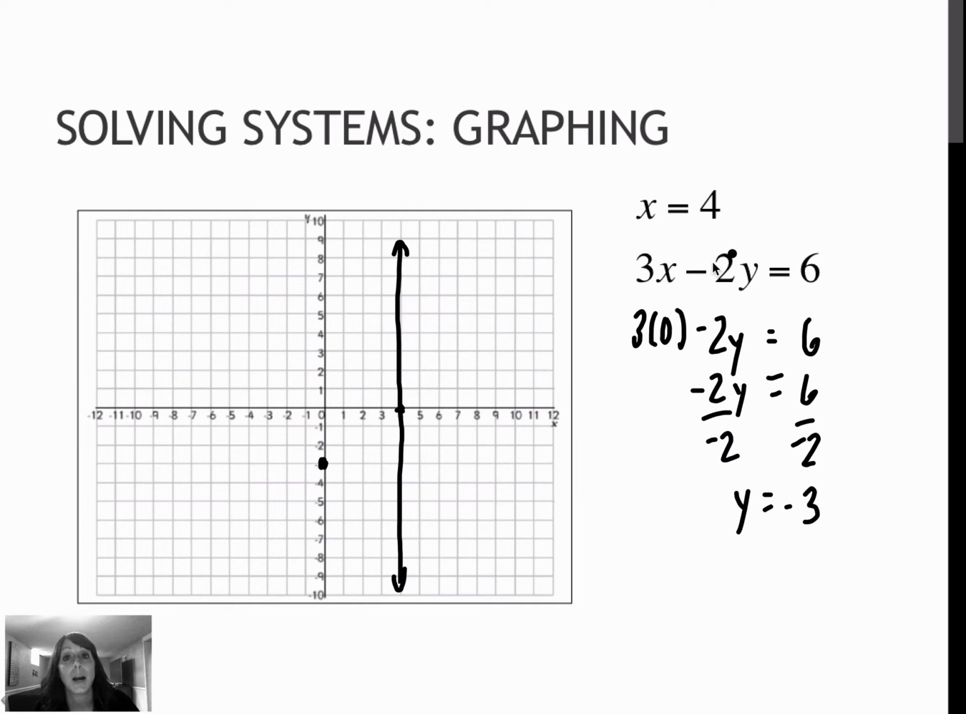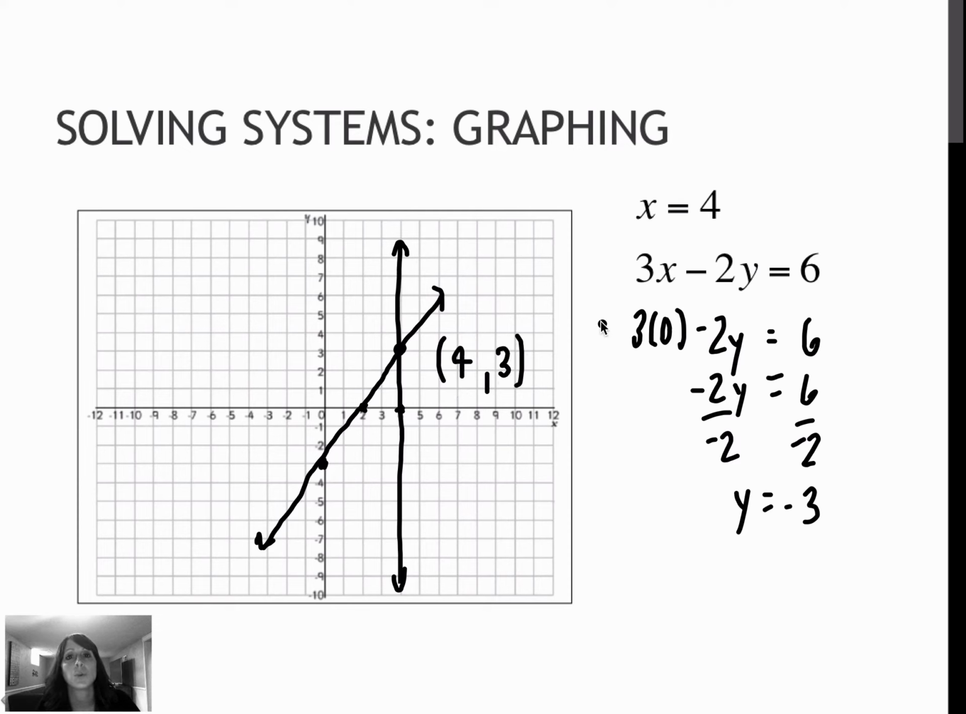Now I'm going to cover up the -2y, which is essentially me plugging in a 0 for y, which gives me 3x equals 6, which means x is 2. I'm then going to connect the dots and find where the two meet. And in this case, they look to meet at 4, 3.